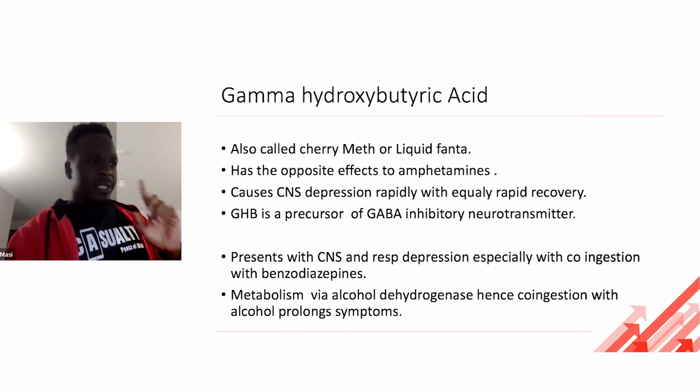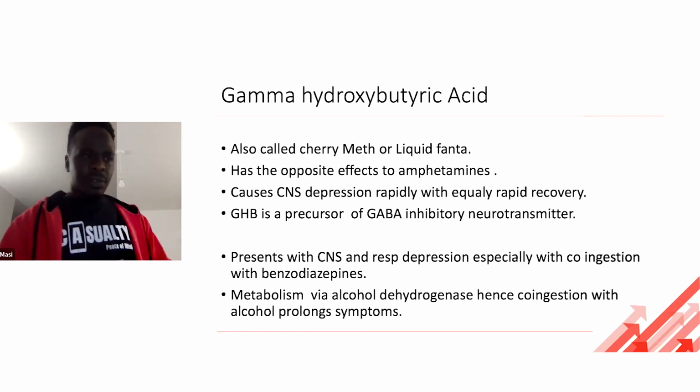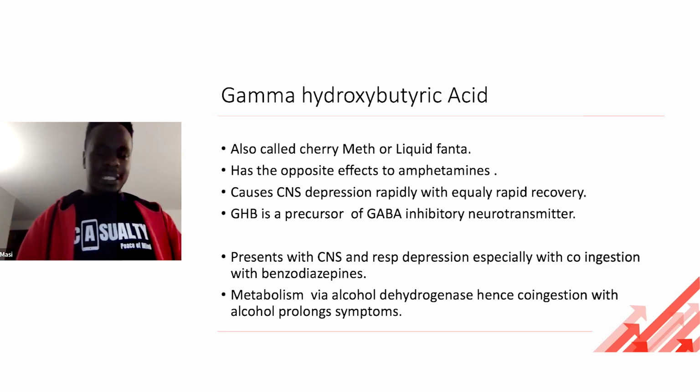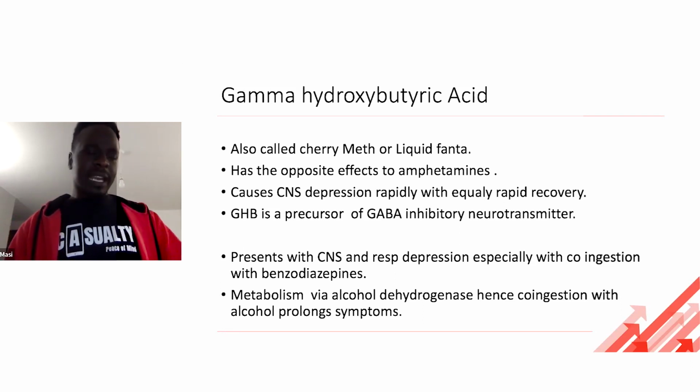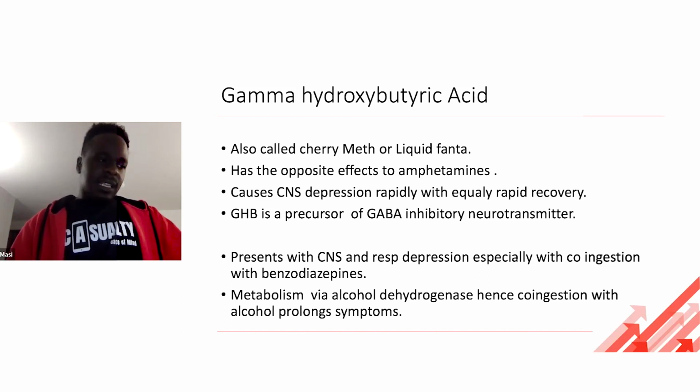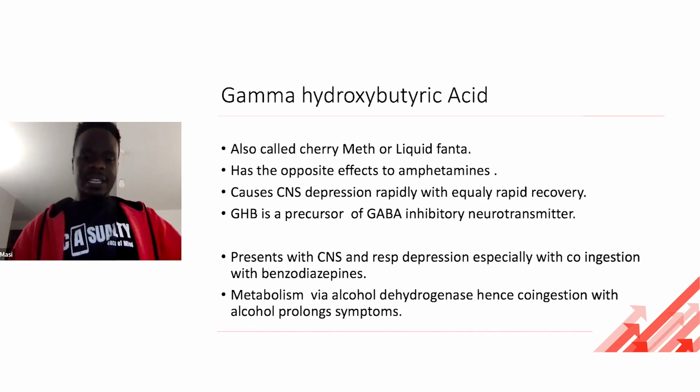Consider gamma hydroxybutyric acid. The reason why is because it's a precursor to a GABA neurotransmitter, and so it is turned into GABA quite fast and then broken down quite fast. But that does not mean that it cannot cause quite serious outcomes, because if the CNS depression is significant enough, you might lose the basic functions.